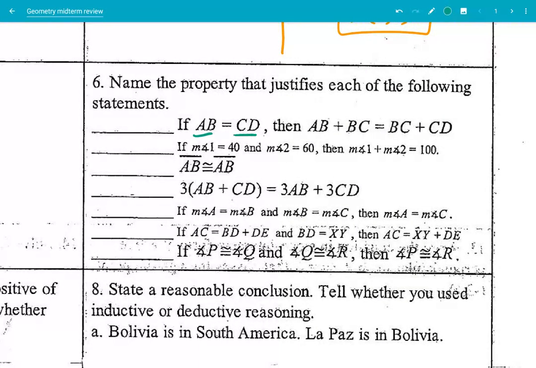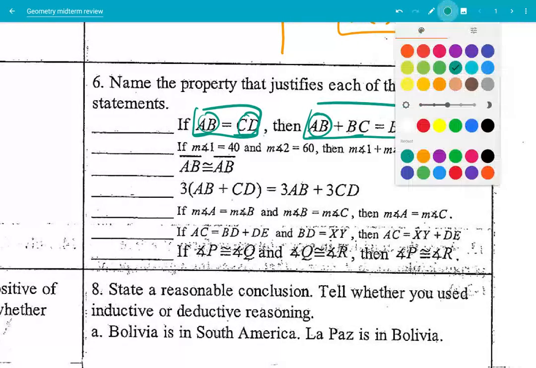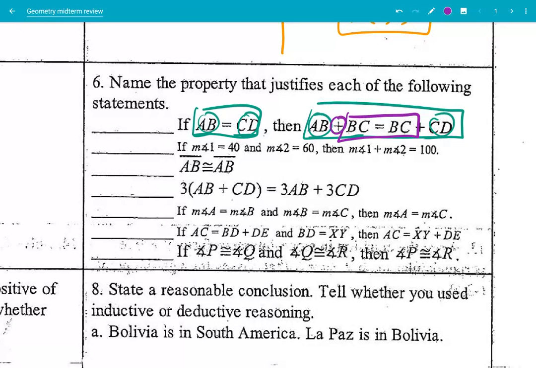If AB is equal to CD, then AB plus BC equals BC plus CD. For these, remember, look at what you had. What did you start with, and what did you get to? What's the difference? Well, here's AB on this side, and here's CD on this side. What is new is this. What did we do? Well, we added a BC to both sides. So that is, of course, the addition property of equality. Yeah, addition property, not postulate. Okay, next.